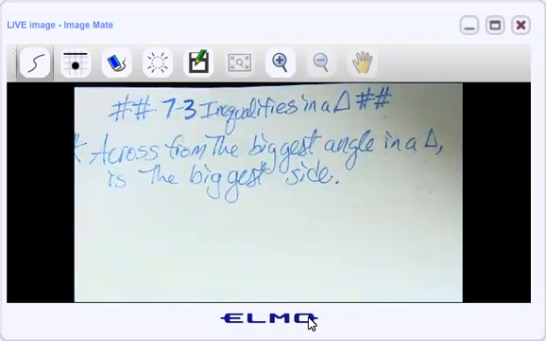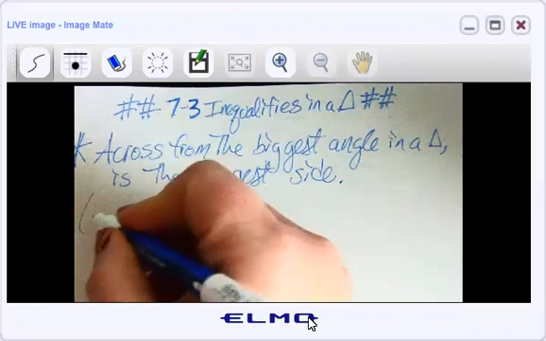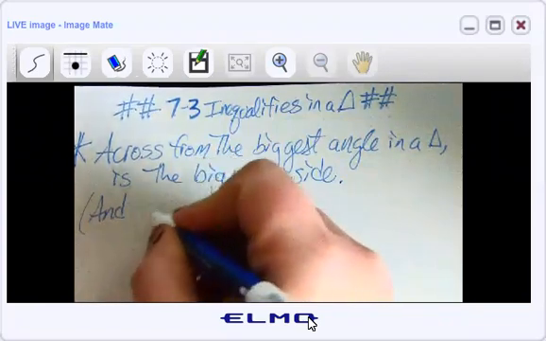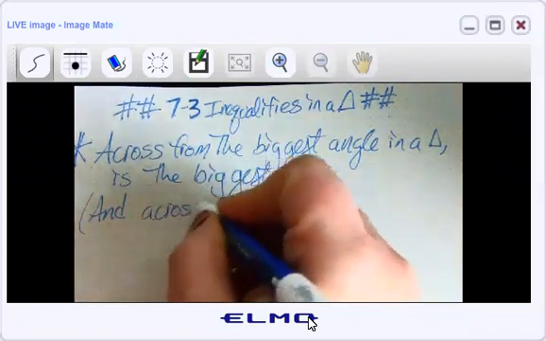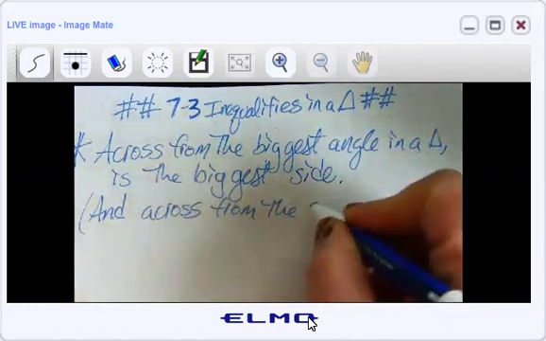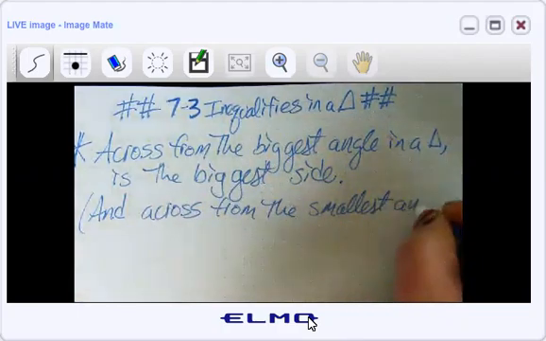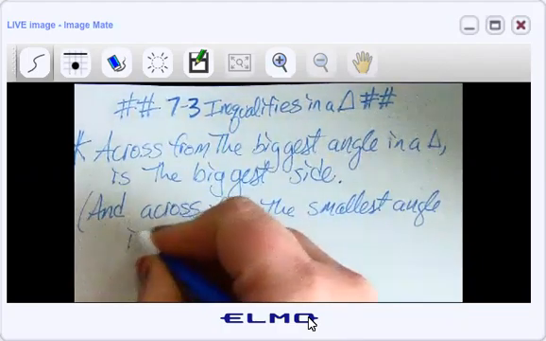Okay. It does also work the other way around. So if I had the smallest side or the smallest angle, across from that would be the smallest side. So I'll just add: and across from the smallest angle is the smallest side.